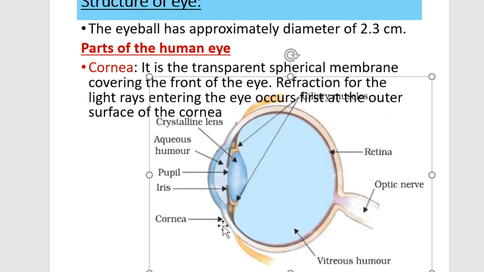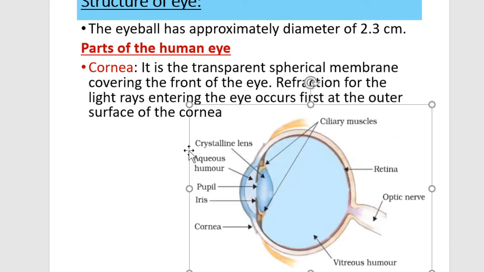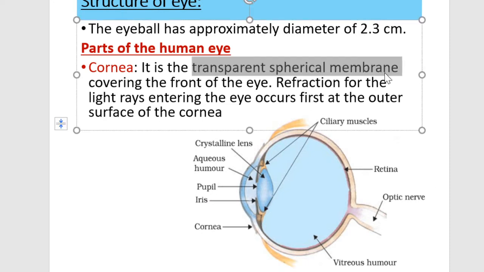What is the cornea? The cornea is the first layer of our eyes, right? We are not able to see the cornea because it is transparent. This very lightish gray thin line that you see here right in front of the eye is the cornea, and it is a transparent spherical membrane which is covering the eye. What is the function of the cornea?